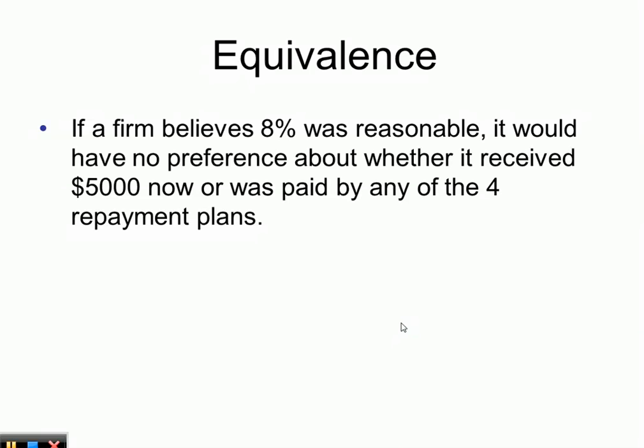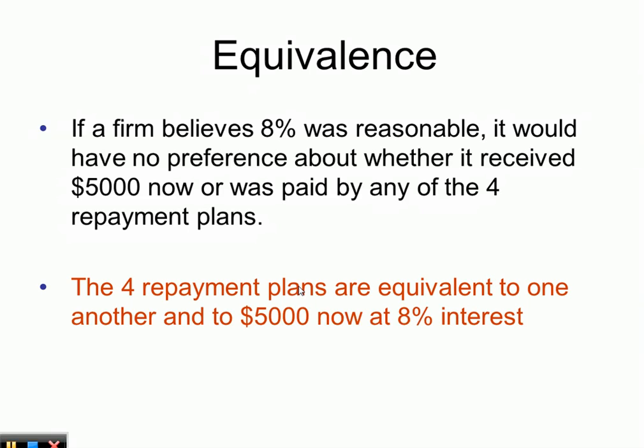So that's a concept that is often very difficult to grasp at the beginning, but this is a very, very fundamental concept that we will use throughout this class. So once again, all these different cash flows are equivalent. If a firm believes that 8% interest, compound interest of course, was reasonable, it would have no preference about whether it received $5,000 now or was paid by any of the four repayment plans. The four repayment plans are equivalent to one another and to $5,000 now at 8% interest.